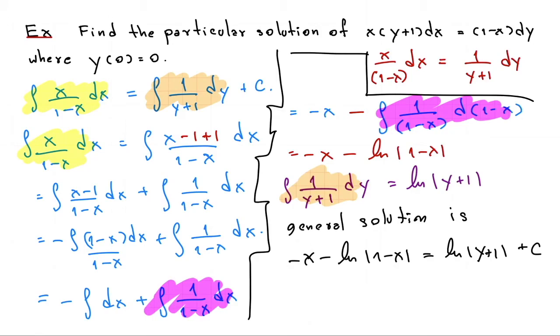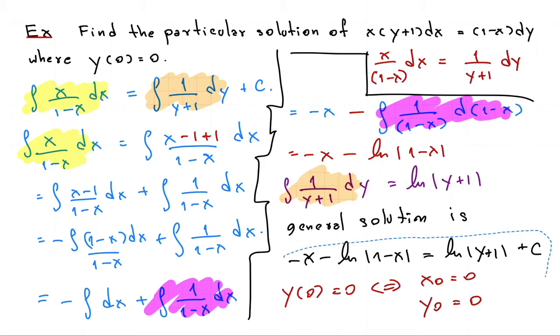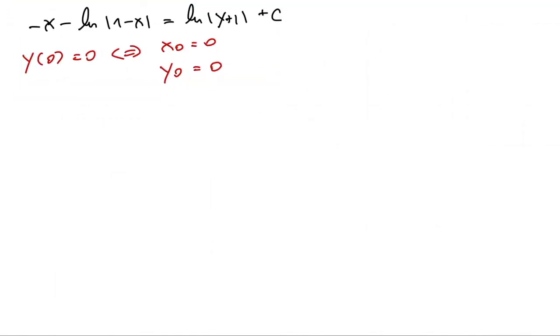And then if you want to find a particular solution, you would need to use this initial condition, which means that x is 0 while y is 0 as well, right? To find the value of c. I'll move this into the next page. So to do that, I'll substitute x by 0 and y by 0 as well.